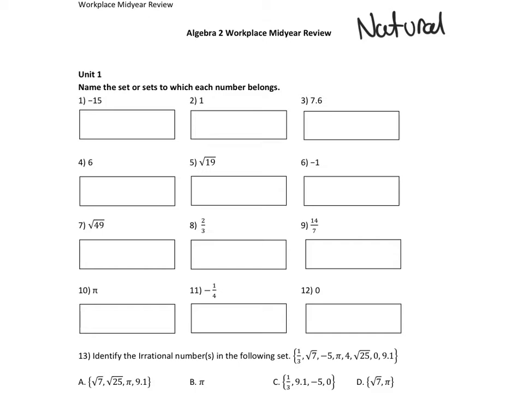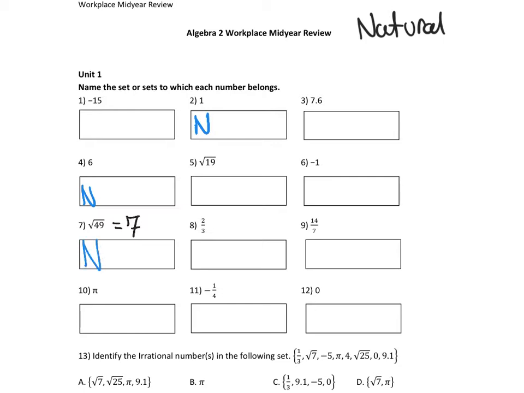So negatives aren't included in natural. 1 is, so 1 is natural. 3 is a decimal, not a counting number. 6 is a natural number. Square root of 19, we don't know what that is. It's not a nice number, so not a natural number. Again, negatives are not for -1. Square root of 49 is actually equal to 7, and 7 is a natural number.